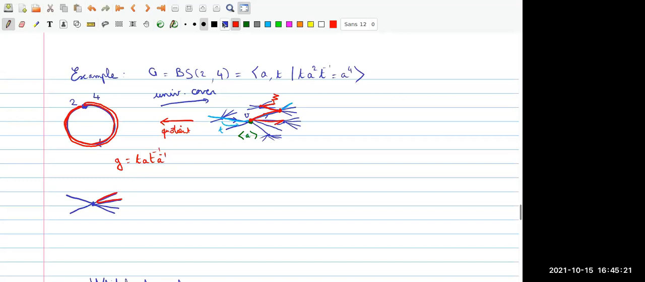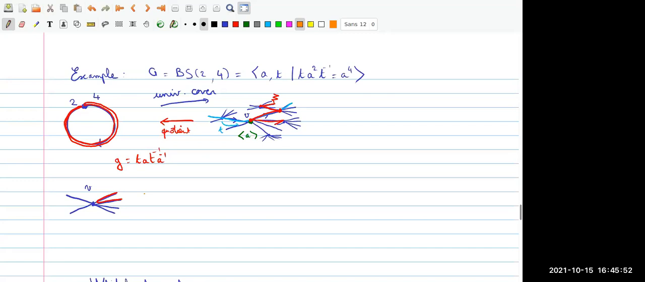This is vertex V. I would like to see what happens at every vertex of the tree, but it's easier to study one single vertex. What is coherent now is to look at the translates of this red axis in the tree. And the translates of the red axis correspond to conjugates of G.